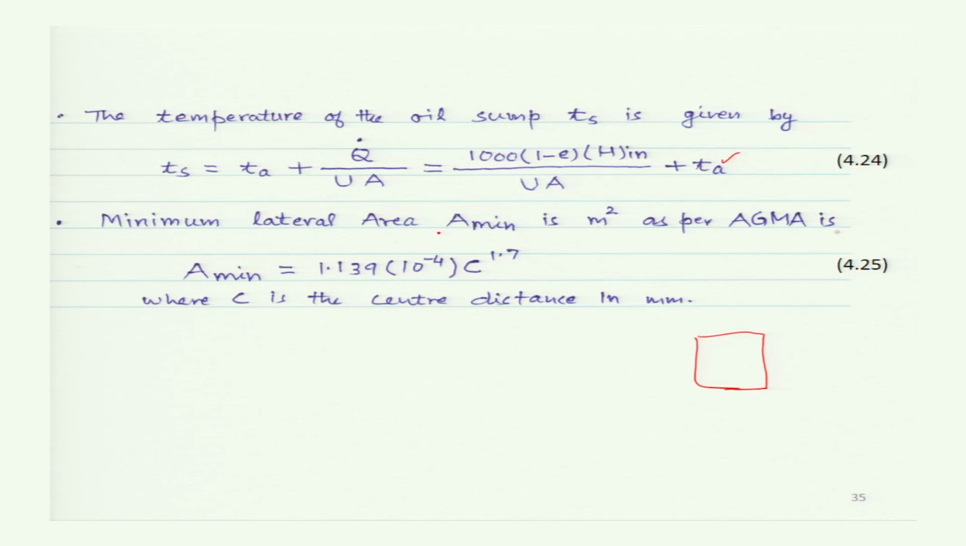The minimum lateral area A minimum in meter square as per AGMA is given by A minimum equal to 1.139 into 10 to the power minus 4 multiplied by center distance C to the power 1.7.